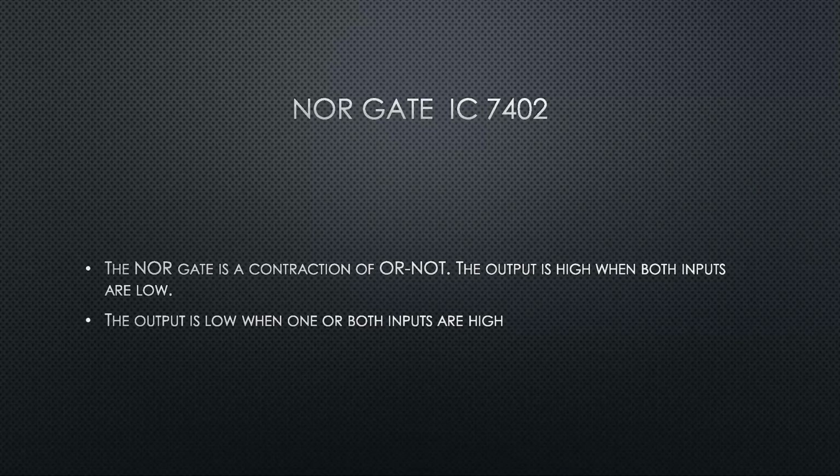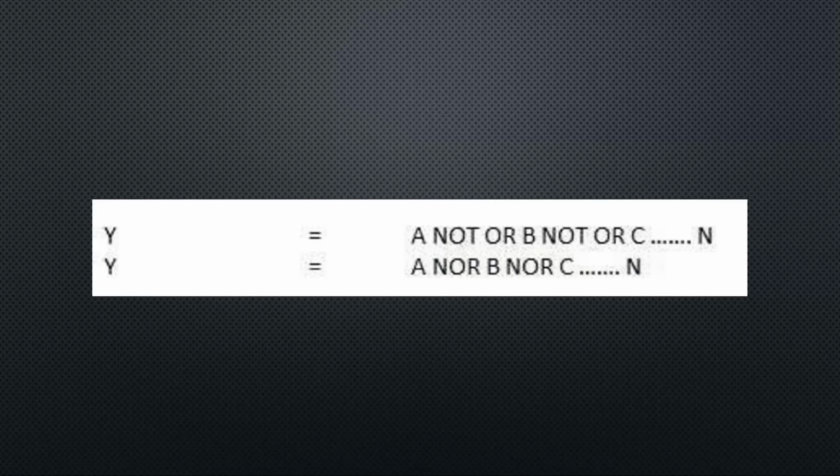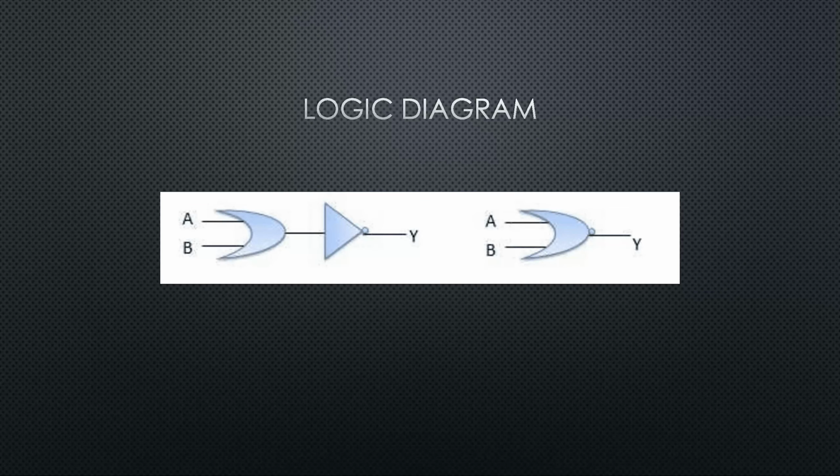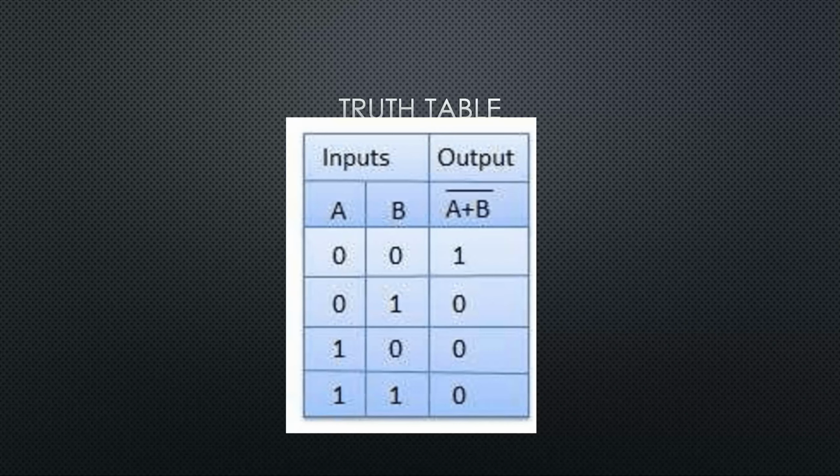NOR gate, IC 7402. The NOR gate is a combination of OR and NOT. The output is high when both the inputs are low. The output is low when one or both inputs are high. And this is how it is represented. Logic diagram. Truth table.